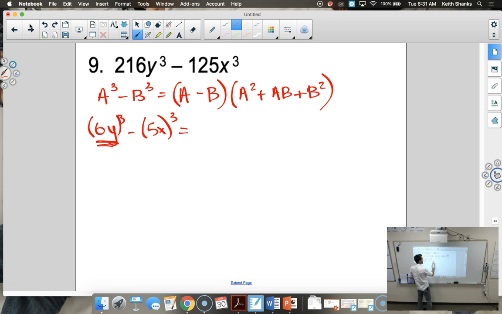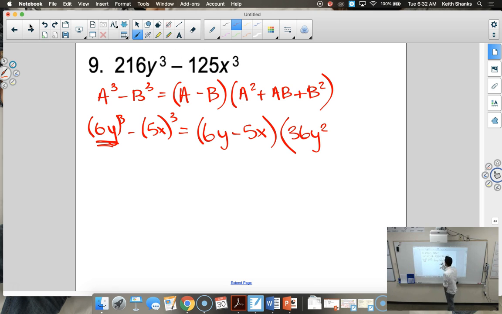So to solve this, or to factor this completely, I just am going to put 6y minus 5x times a squared. So 6y squared is 36y squared plus a times b, 6y times 5x, so plus 30xy or yx. Well, we'll leave it that way. And then plus b squared, so b squared, again, 5x squared is plus 25x. And you're done. Like, that's it.